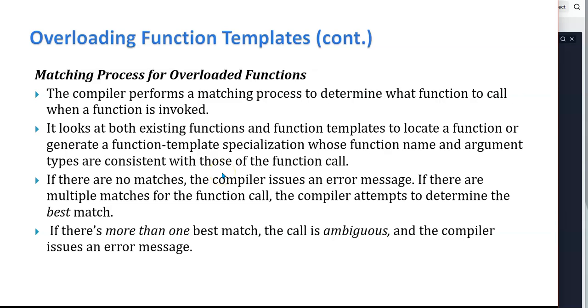So there's a matching process involved. The compiler performs a matching process to determine what function to call when a function is invoked. It looks at both existing functions and function templates to locate a function or generate a function template specialization whose function name and arguments are consistent with the types of the function call. If there are no matches, the compiler issues an error message. If there are multiple matches, the compiler attempts to determine the best match. If there's more than one best match, the call is ambiguous and the compiler issues an error message.